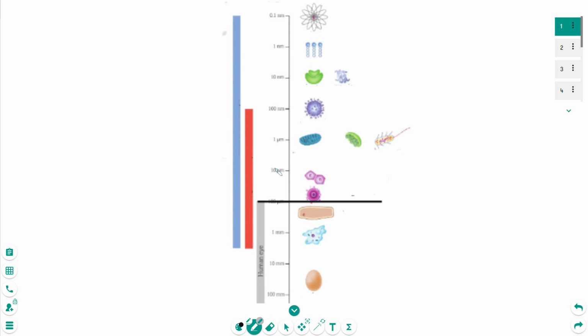So there's two types of microscope. There's this red one, which starts all the way here, which has limits between this point here and this point here. And then there's also this blue one, which starts at this point here and ends all the way up here. It's not really exact, but I'm just getting used to it.